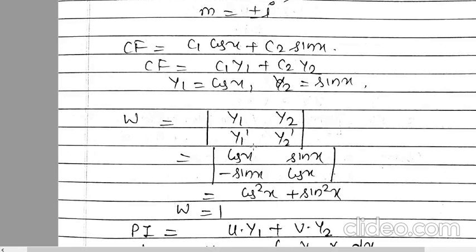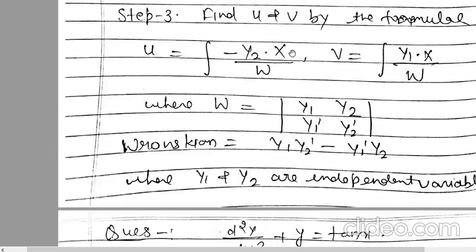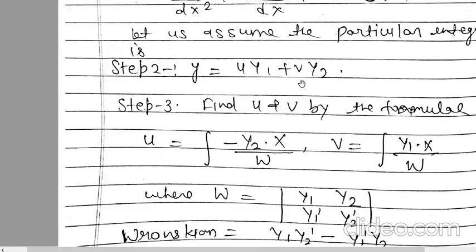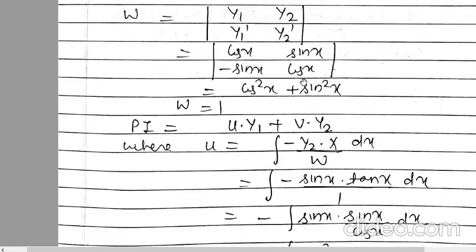So y1 is your cos x, y2 is your sin x. So y1 dash will be the differentiation of cos x, minus sin x, and the differentiation of sin x, cos x. So cos square x minus sin square x... sorry, cos square x plus sin square x, so minus minus will be positive, right? So that value is 1. So we have W is equal to 1. Now PI we are considering as u into y1 plus v into y2. This is your PI. Now we need to calculate u and v.